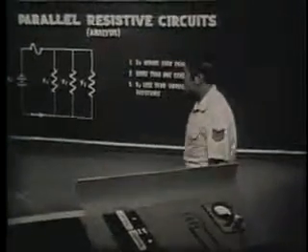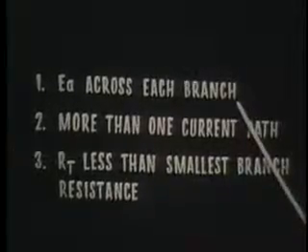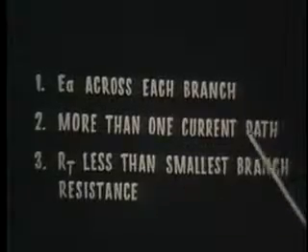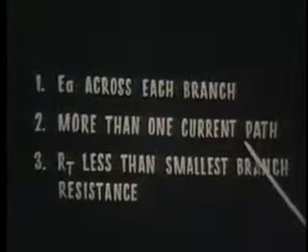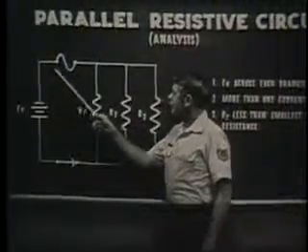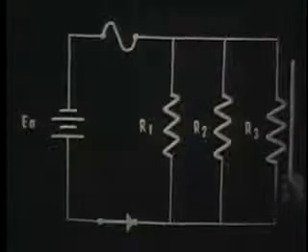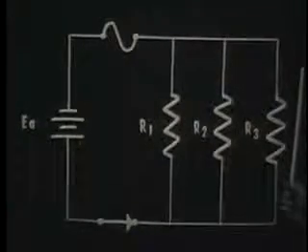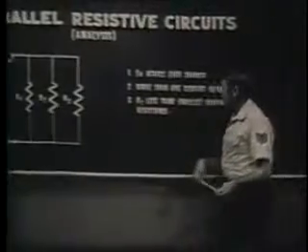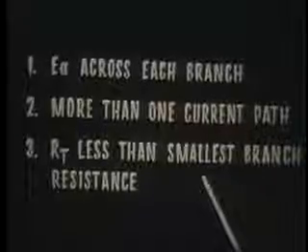Now, let's go over some important points that we should remember about the parallel circuit. First, remember that the applied voltage is felt across each branch. Also remember that there's more than one path for current in a parallel circuit. Now remember, when we talked about current flow in a parallel circuit, we said that the total current divides among the various branches. If we add more resistors, we decrease total resistance and increase this total current flow. Let's also remember that in a parallel circuit, total resistance is always less than the smallest branch resistance.